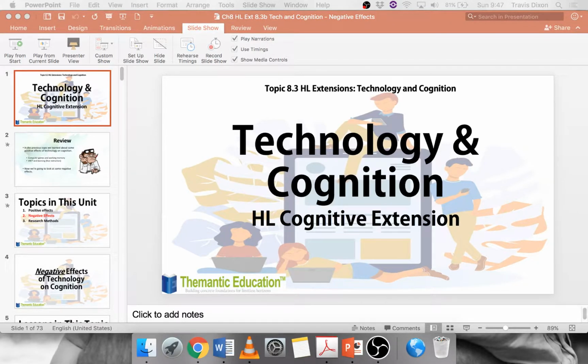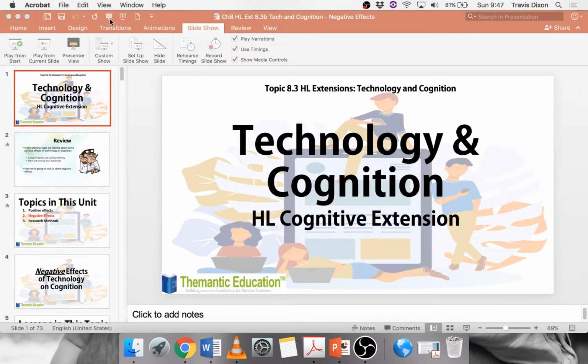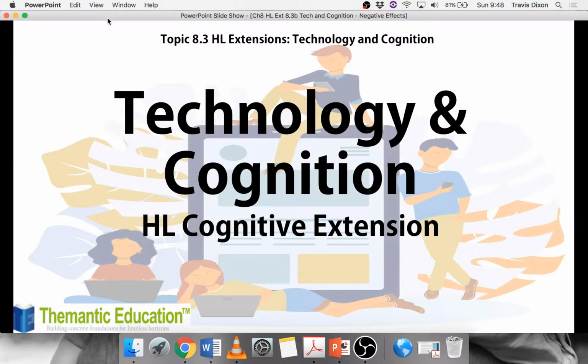Alright, so let's look at the next lesson plan. This one, we're starting a new topic: negative effects of technology on cognition. Here we're going to look at the internet and memory, and how the use of computers might have a negative effect on our memory. So let's load up the slideshow here.